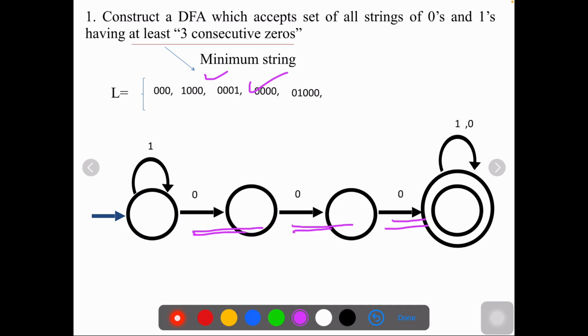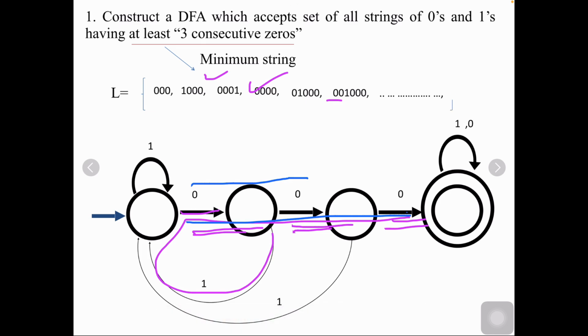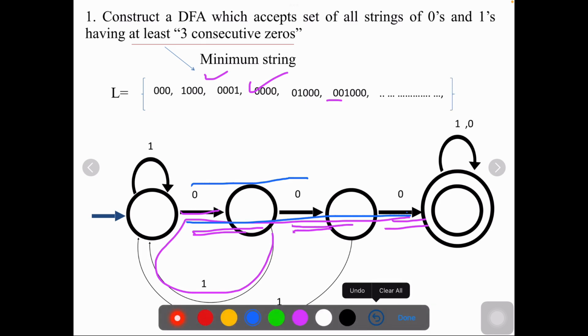Now 0 is already there, right? And 1 is not there, right? How to do that? We will go back to the first state. Then 3 zeros. Then one more string taken: it takes 2 zeros, 0 0, and then you have to go back to the first state. Then you achieve all three, right? And so on. Clear it.